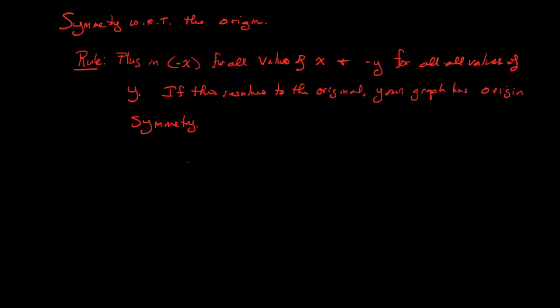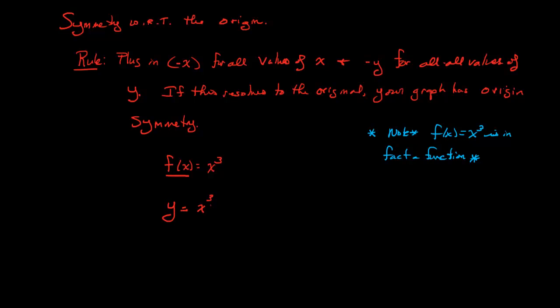So let's analyze that original function we had, which was f of x equals x cubed. Again, I'm going to make that note over here: note f of x equals x cubed is in fact a function. Notice that functions that have symmetry with respect to the origin will also have symmetry with respect to the y-axis. However, if a graph has symmetry with respect to the x-axis, it will not be a function. As we progress through, that's very important for us to remember. Now, to make this easy on ourselves, let's replace f of x with y and let that be equal to x cubed. It just makes this section a little bit easier.